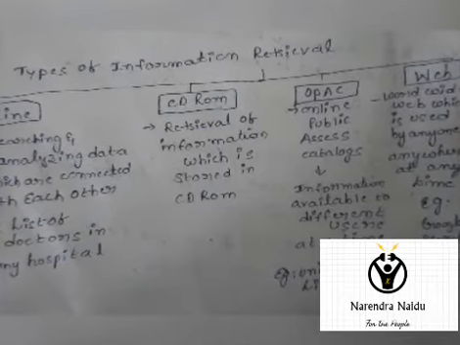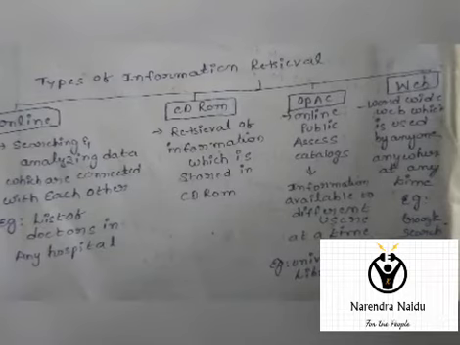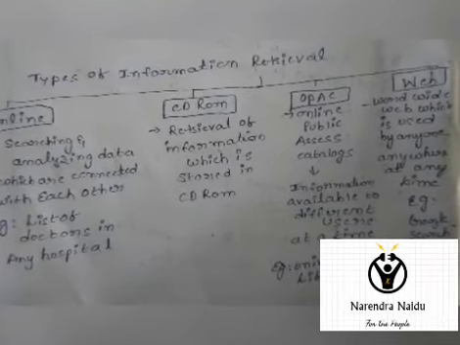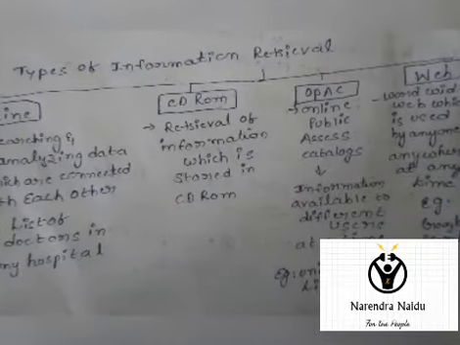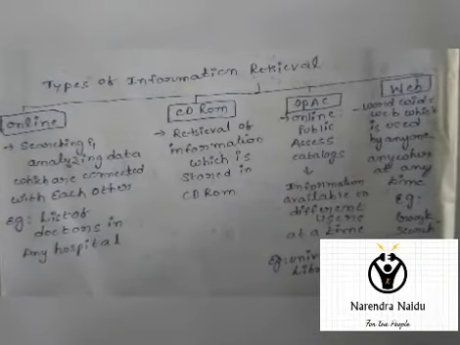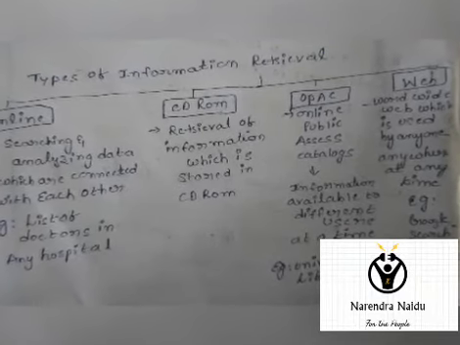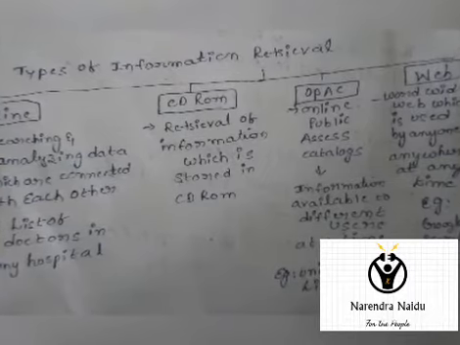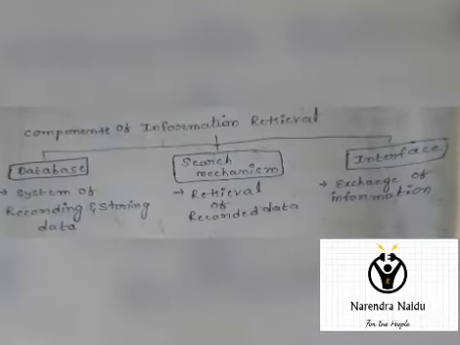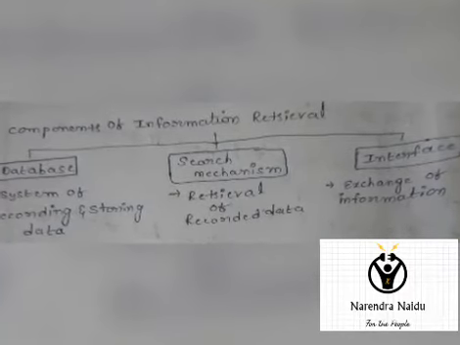Next, in CD-ROM, the information is stored in CDs, so that by playing the CDs you can know the details of the information. Next, OPAC means online public access catalogs, where the public can access information online, like a university library where all the books are available. Next, web means World Wide Web technology, www dot, where you can get every information, like the Google search engine.